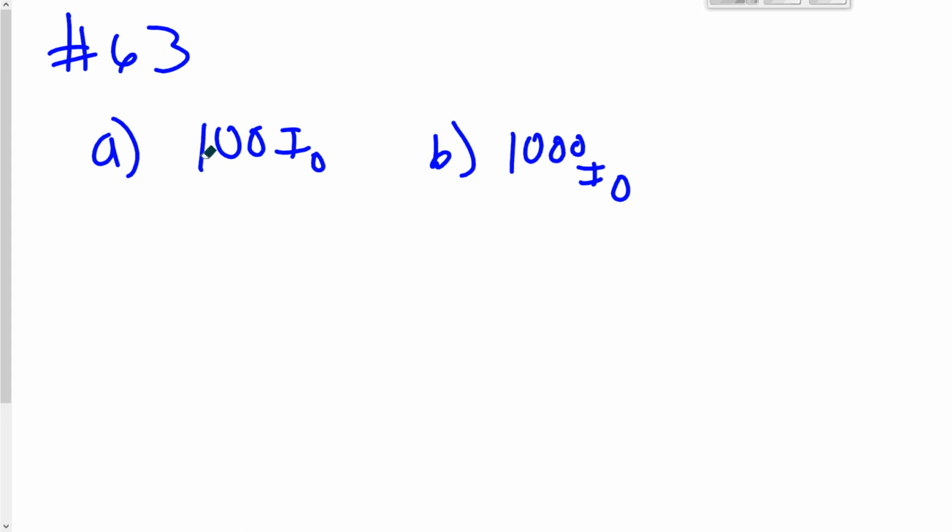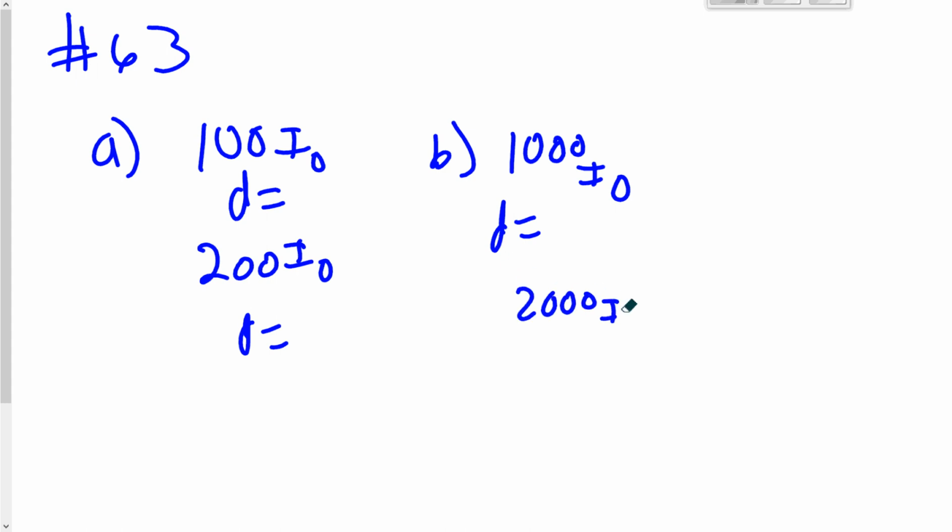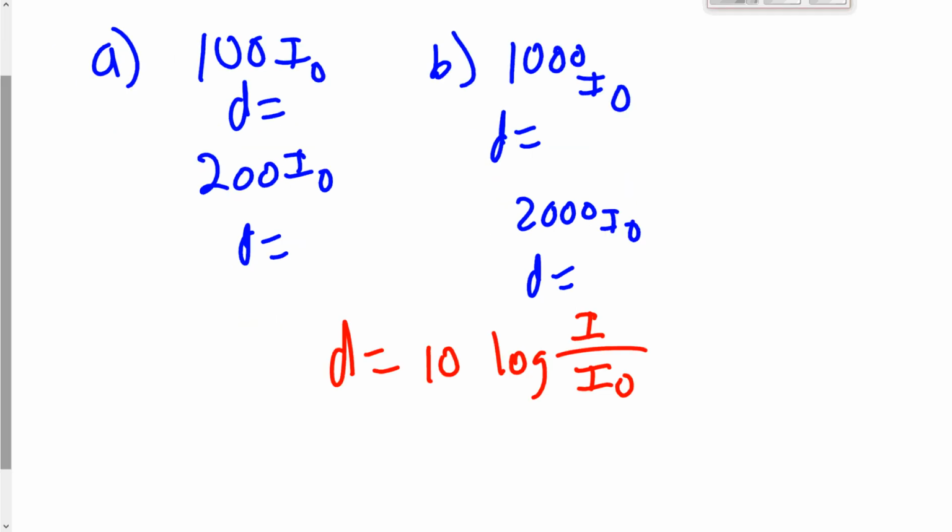Okay, so that means if I here is at 100 I sub 0, it'd be at 200 I sub 0, right? That would be double intensity. How much is my decibel rating D for this one and D for this one? How much is that increased? If it's 1,000, what's my decibel rating? And then double would be 2,000. What's the difference in my decibel rating, right? How much does it need to be increased? And we can figure that out.